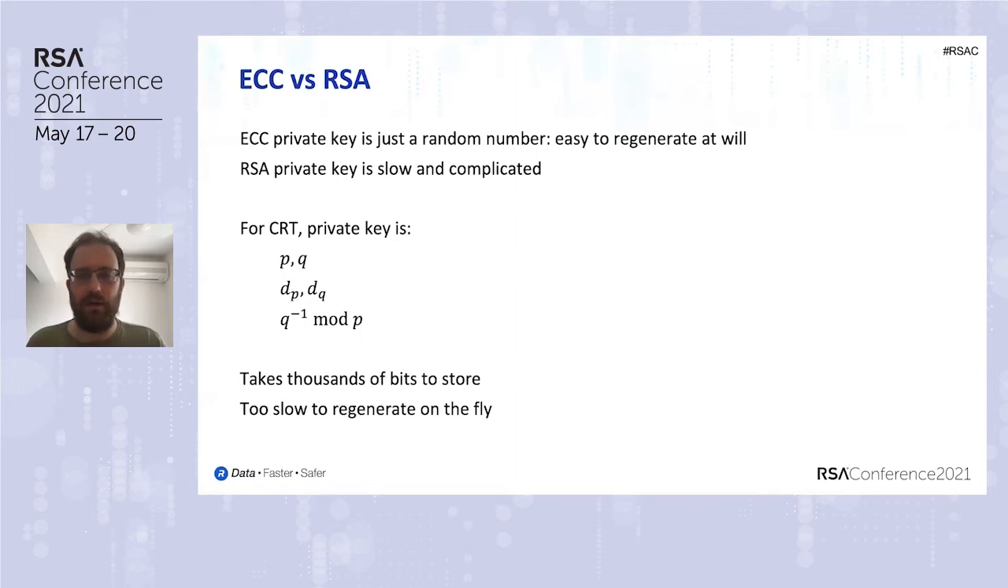So it's harder to, for example, choose a pseudo-random seed, generate the private key from seed, and then just store the seed, and then regenerate it when needed because the regeneration process is slow. But if you consider what the components of the RSA private key are for CRT, because you want things to be reasonably fast, you have P and Q, and then D mod P minus one and mod Q minus one, and Q inverse mod P.